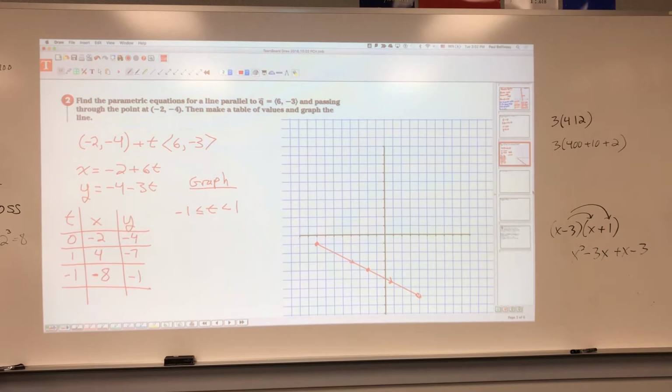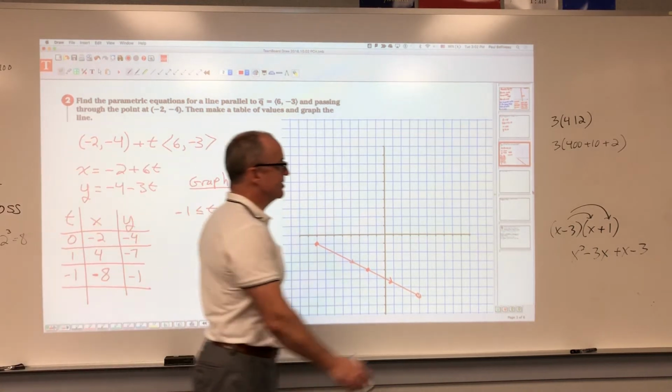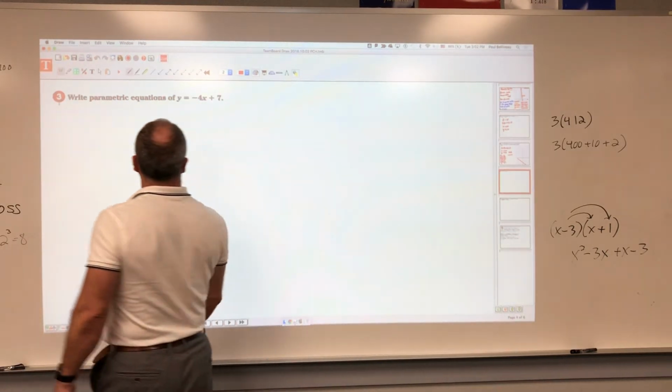Okay, we made a table. It's got a direction. Awesome. It's pretty good. It's kind of cool. Okay. Oh, this is interesting.